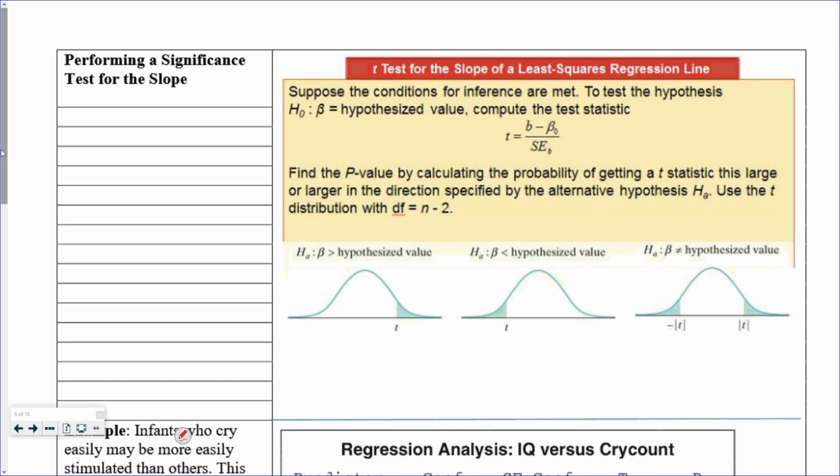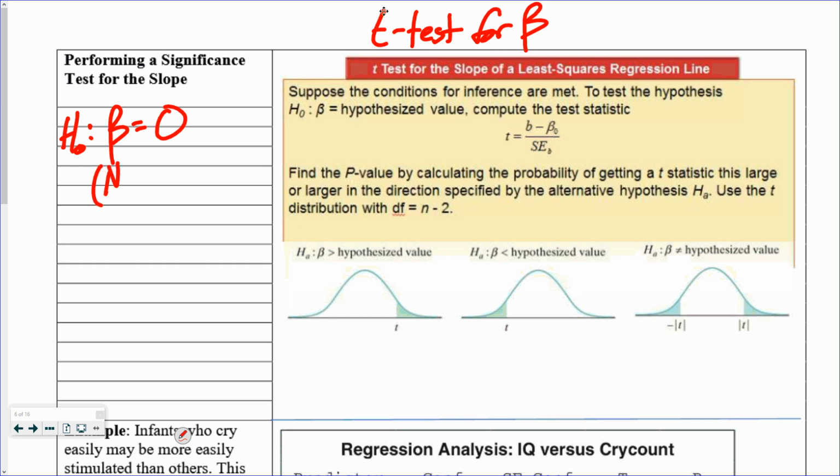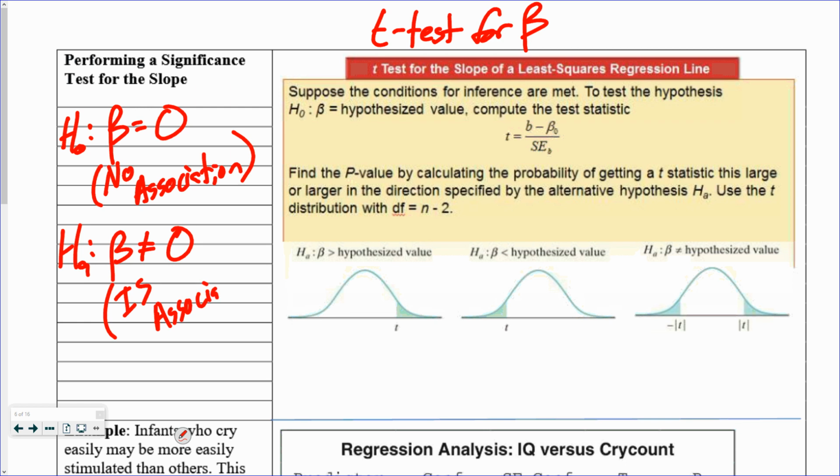Last thing I want to look at is performing a significance test. That is a t-test for a slope or a t-test for beta. So again, we're assuming the null hypothesis is true. Generally, the null hypothesis on these is going to be beta equals 0. That is, if beta is 0, that means there's no association. And our default Ha is going to be beta not equal to 0, that is, there is an association.